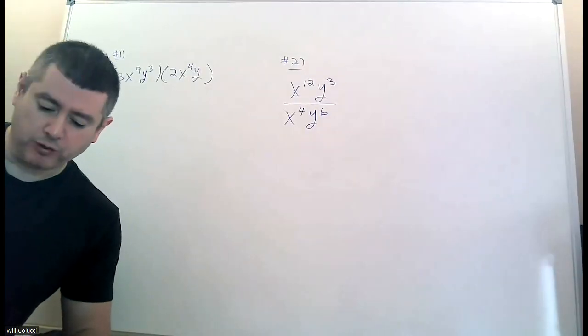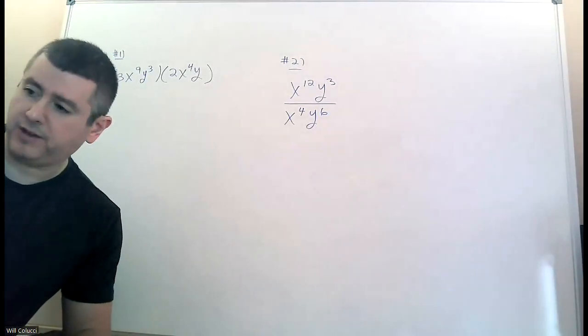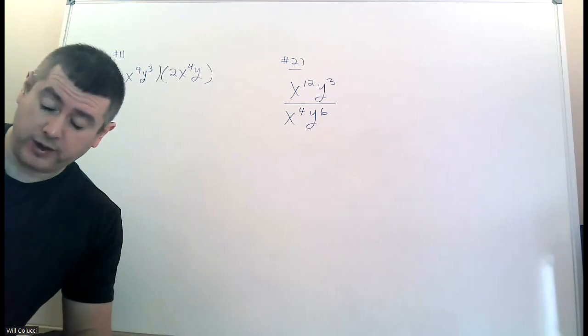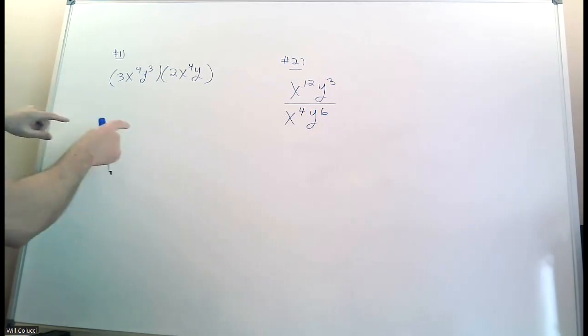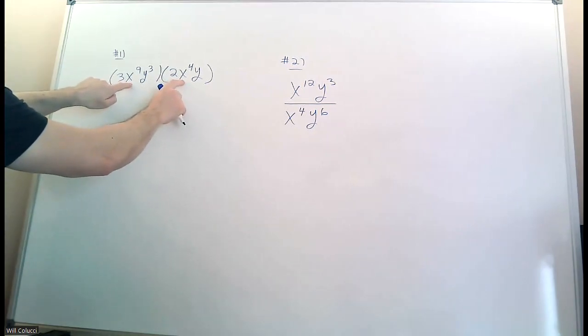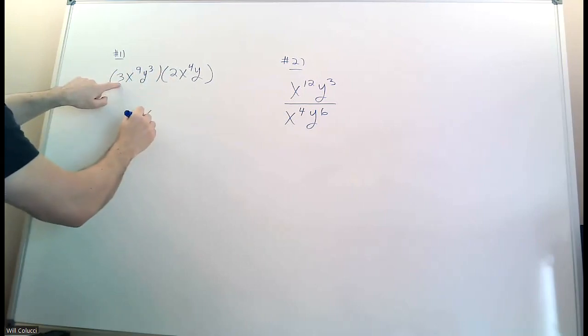All right, these are the exponent rules. It's pretty simple. You really only have three major rules to follow, but you need to follow them. It's not complicated. When you're multiplying the letters, you're going to add the powers. 3 and 2 are not letters, so you would just do 3 times 2 here.